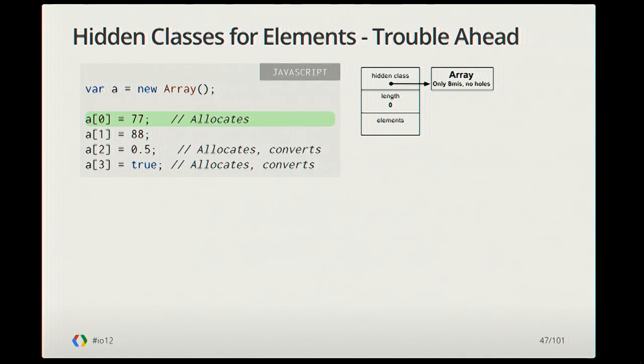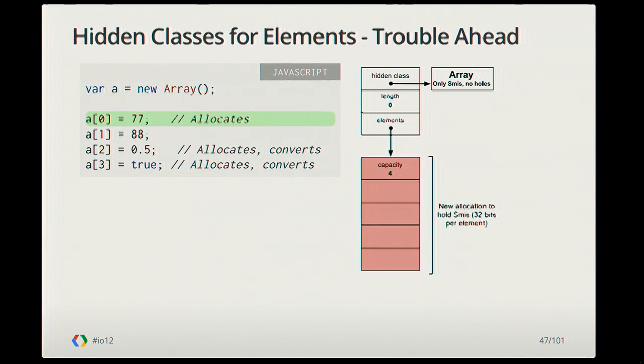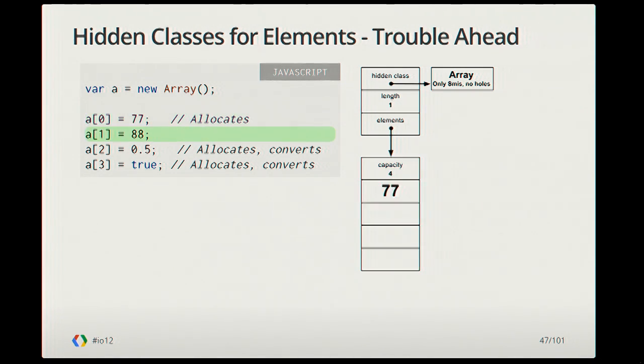It only has SMIs because it has nothing in it. What happens when we assign to the first element of the array? Because we didn't have a backing store for the elements yet, we have to allocate it. And by default, we allocate a buffer that has room for 4 elements. Now that the backing store is actually there, we can store the first element in here. And again, this is stored as a SMI, as one of these compact 31-bit signed integers. And now that we have space, we can also assign the second element, also not a problem. However, the next assignment assigns a double value.